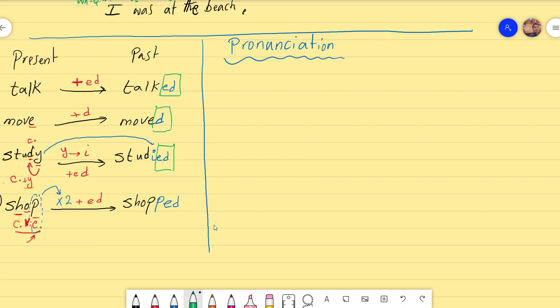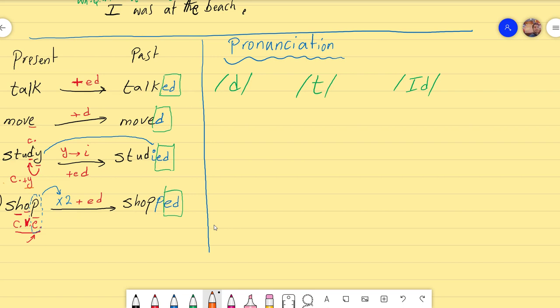So this part, this ed at the end of the verb, sometimes has the sound of d. Sometimes t. And sometimes id. When do we have the sound of d? When do we have the sound of t? And when do we have the sound of id? Let's start with the last one.